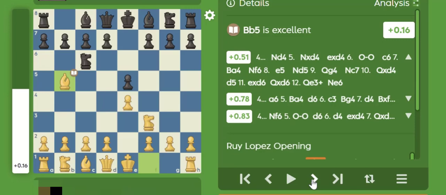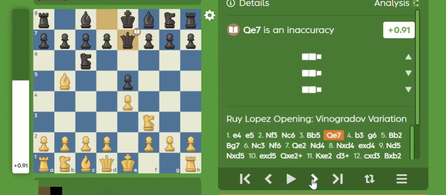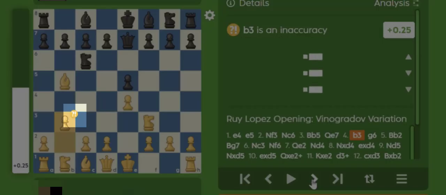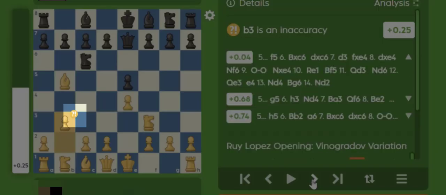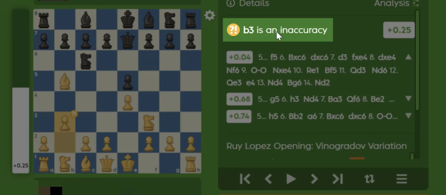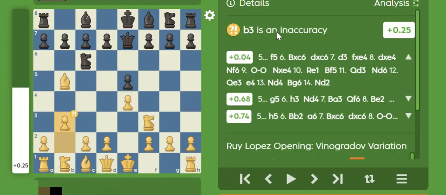So again, you can see white has made another book move. Black has made another book move. And then here is the first move that's out of the book. You can see there's a question mark next to it. And if you look here at the top, it says B3 is an inaccuracy, which means that white had a better move.